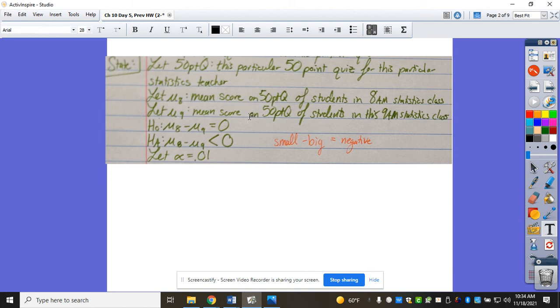But in general, you're going to define both. You've got the mean score on the quiz for students in the 8 a.m., and the mean score for this quiz of students in the 9 a.m. If you did 8 minus 9, then you would have less than here. Or if you did it the other way around, then you would have mu 9 minus mu 8 and then greater than here. Either one of those would be fine. And then alpha 0.01.